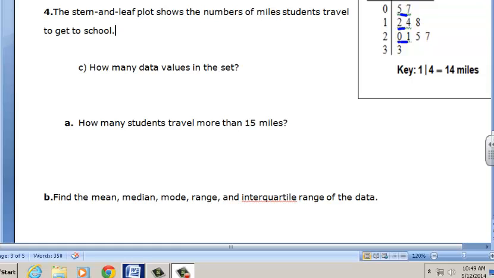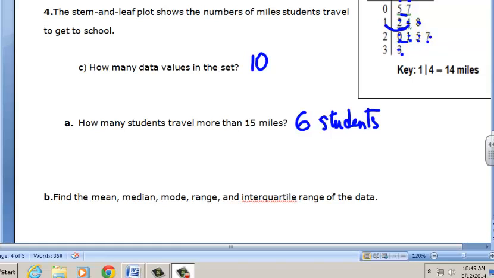How many data values are in the set? Count up. 1, 2, 3, 4, 5, 6, 7, 8, 9, 10. So you count the leaves, that gives you the number of data values. How many students travel more than 15? This is 14, so anything more than 14. I have 1, 2, 3, 4, 5, 6. So 6 students travel more than 14 miles.